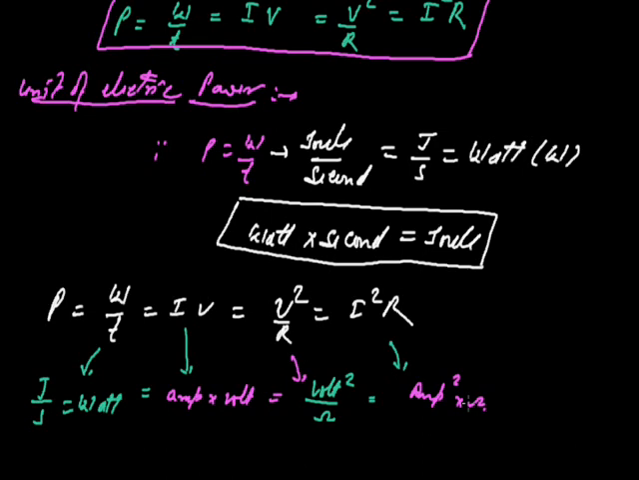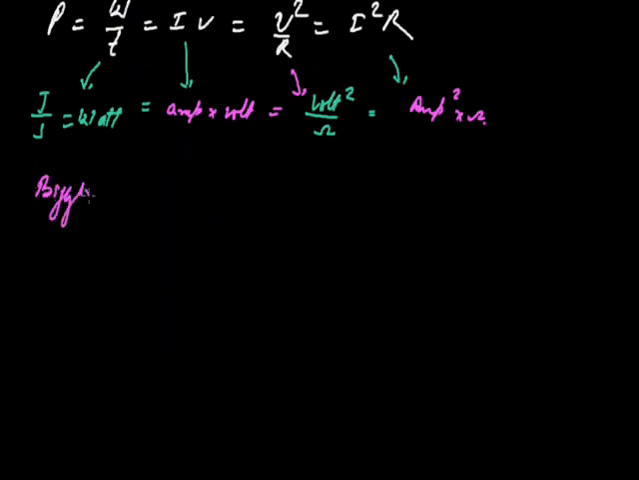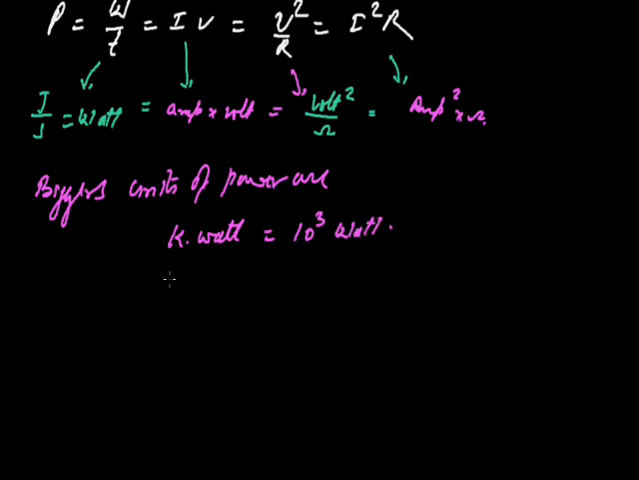Now the bigger units of power are kilowatt, which is 10 raised to the power 3 watt, and megawatt, which is 10 raised to the power 6 watt.